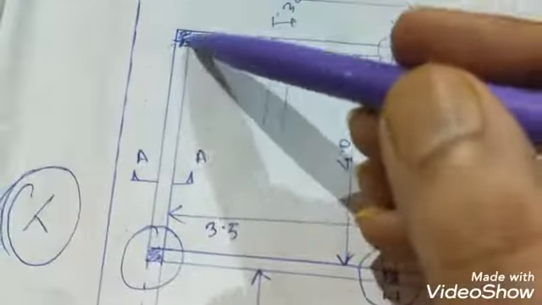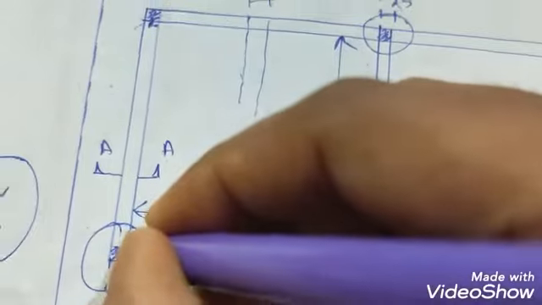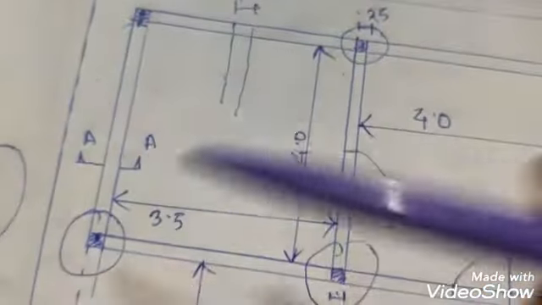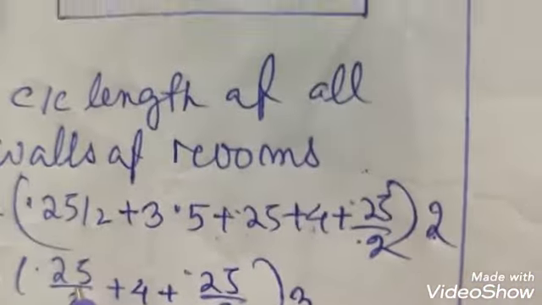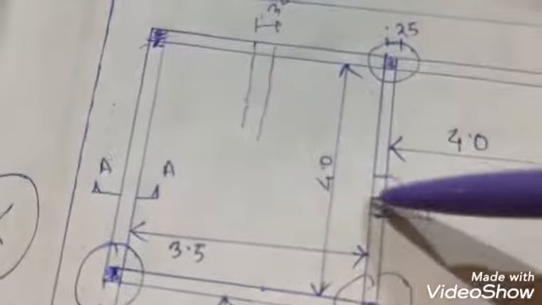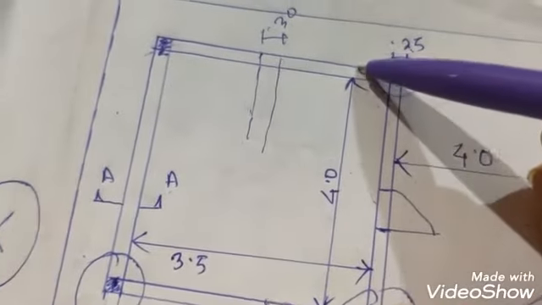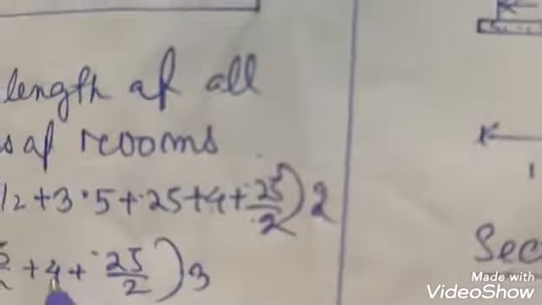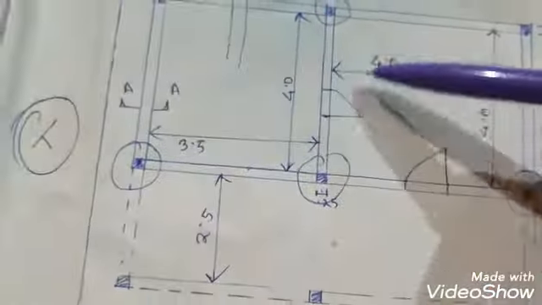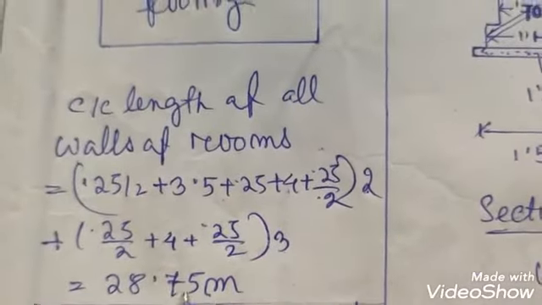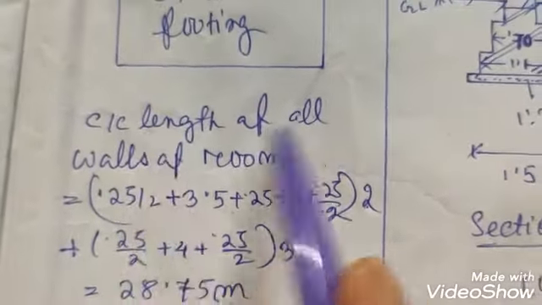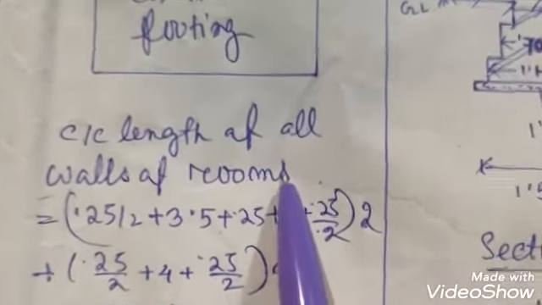Then comes this wall. From the center of this wall to the center of this wall we need to calculate. So again 0.25 by 2 plus this is how much? This is 4 plus again 0.25 by 2. How many walls are there of this type? 1, 2, 3. So multiplied by 3. So 28.75 is the center to center length of all the walls of the rooms.